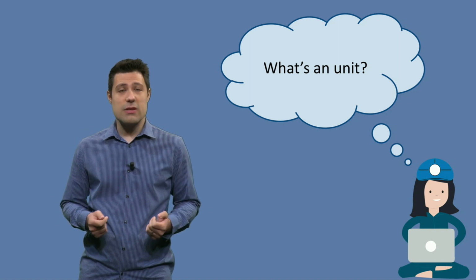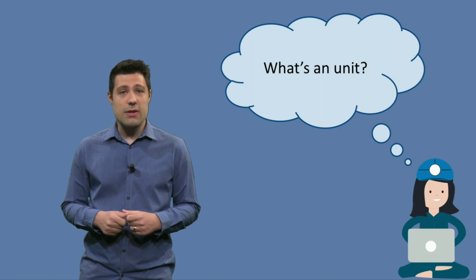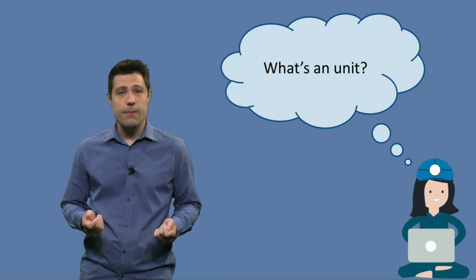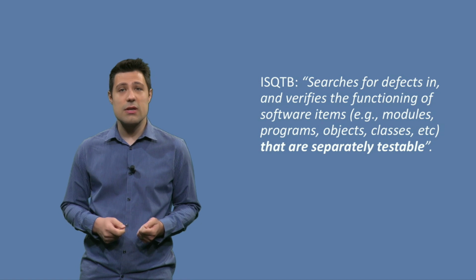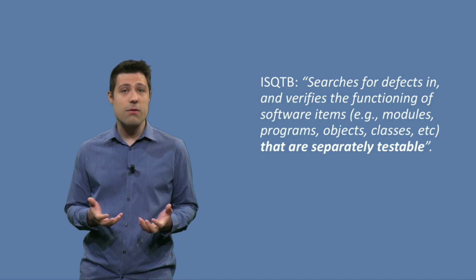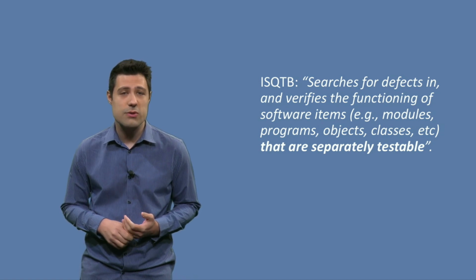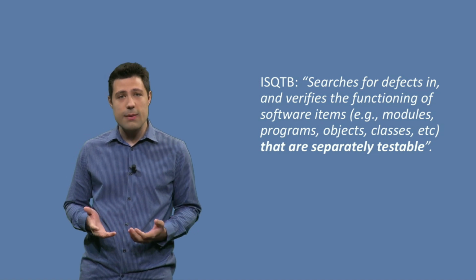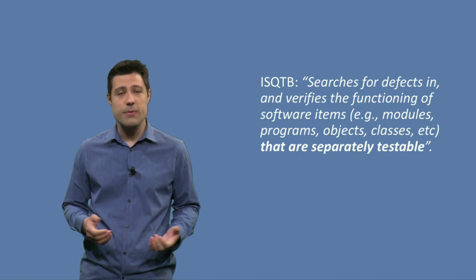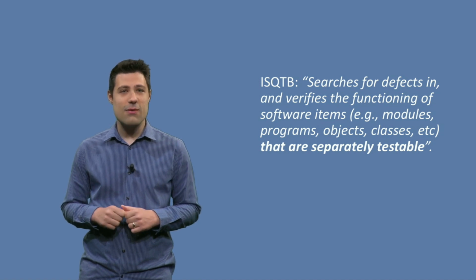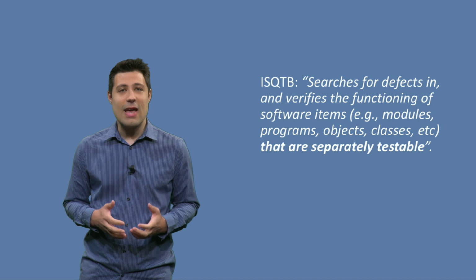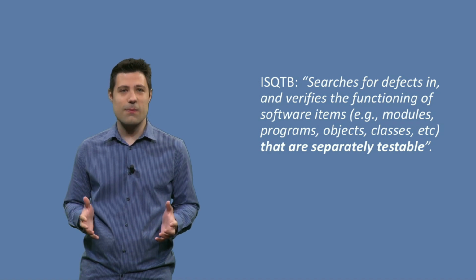Let's see some definitions, and the first one I'm going to show is the definition from the ISTQB book. When it comes to unit testing, the book says, unit tests search for defects in and verify the functioning of software items, for example, modules, programs, objects, classes, etc., that are separately testable. So again, a unit doesn't have to be a class or just a method. It has to be something that is separately testable.